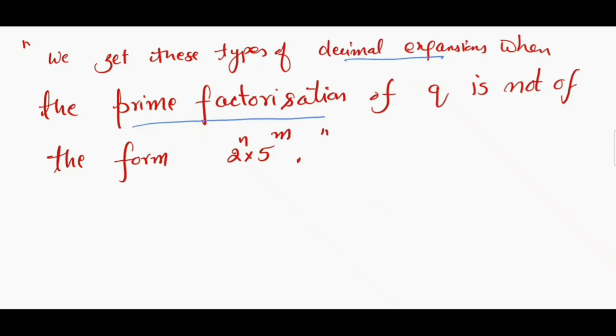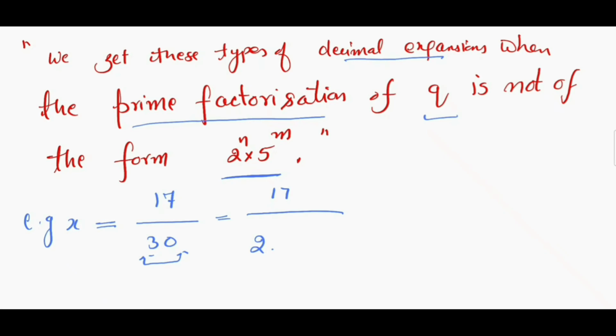We get these types of decimal expansions when the prime factorization of q is not of the form 2 raised to power n and 5 raised to power m. For example, if I take x equal to 17 divided by 30, find out the prime factors of 30. So the prime factors of 30 are 2 into 3 into 5. Here we have 3 also, so we are not able to write this denominator in this form. So we can directly say that this decimal expansion is non-terminating, repeating.